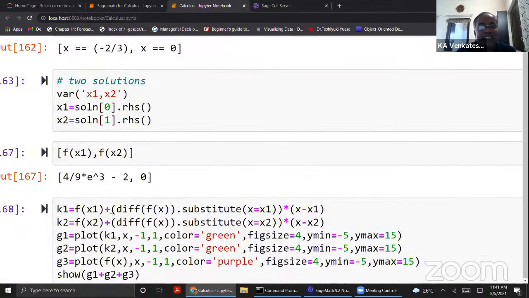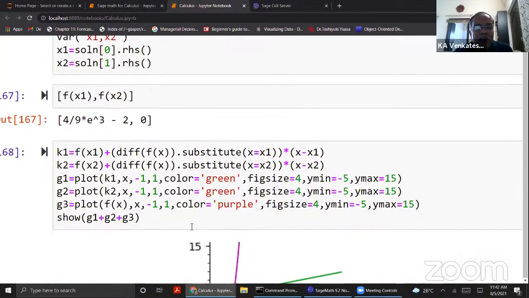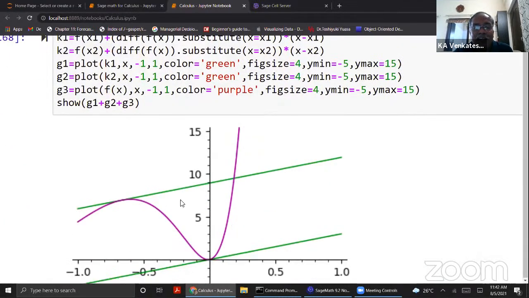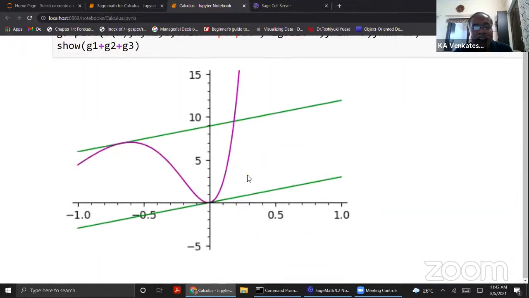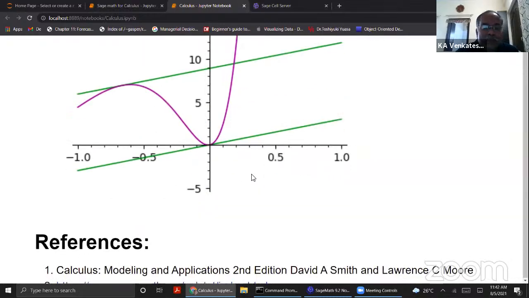Now you have to represent it in a graph. So the tangent line equation is known to us: f of a plus f dash of a into x minus a. That is what we are doing here. Then put all the graphs over here. You can see that the line is also written. K1 and K2 we defined. This is f of x. So g1, g2. You can see, you can prove that you have done what is expected.